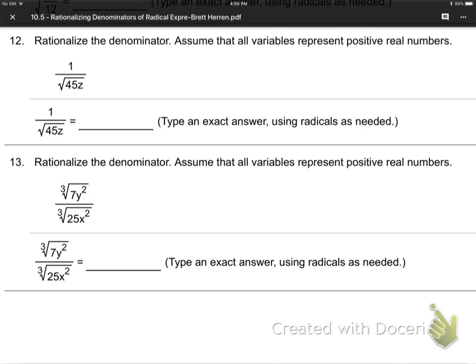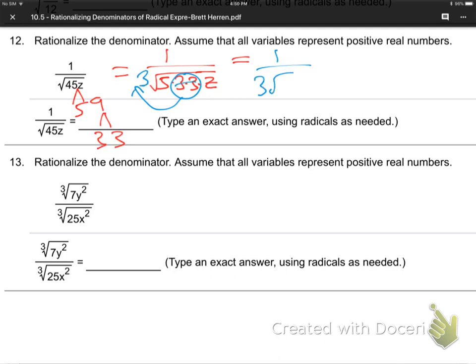So basically what you should do first on this one is break down that 45. It's 5 times 9, 3 times 3. So basically that becomes the square root of 5 times 3 times 3 times z. And then we have a 2. What's in the hook here? Nothing, which means 2, really. 2 for 1 deal. 2 3's in, 1 3 out. They're gone. So we end up with 1 over 3 square root 5z.